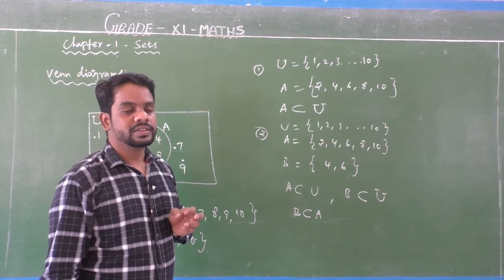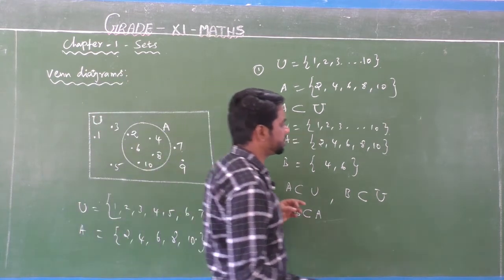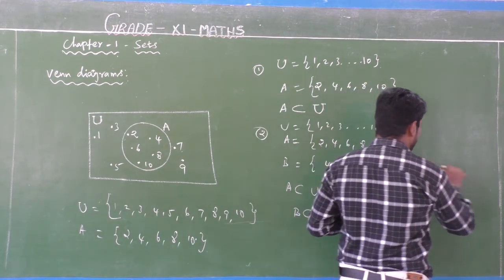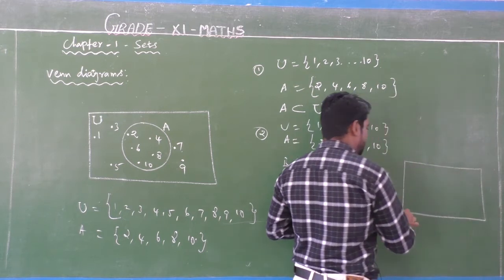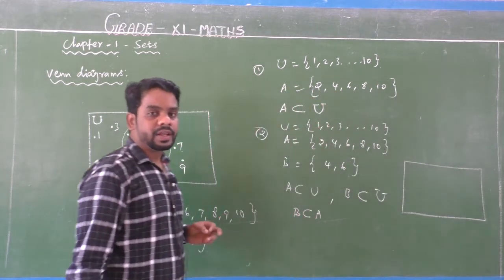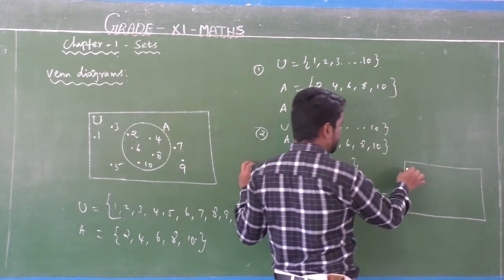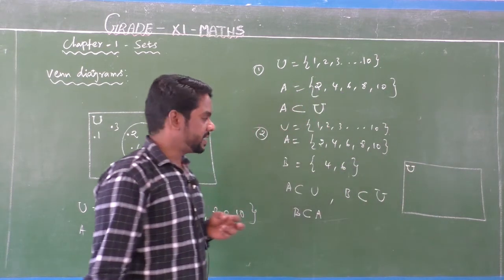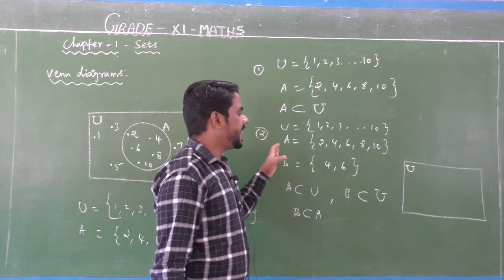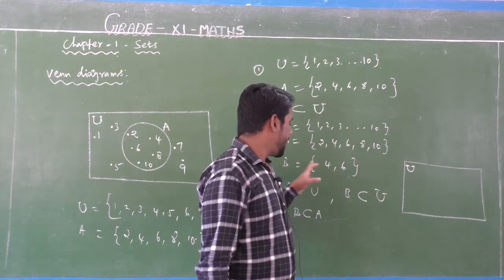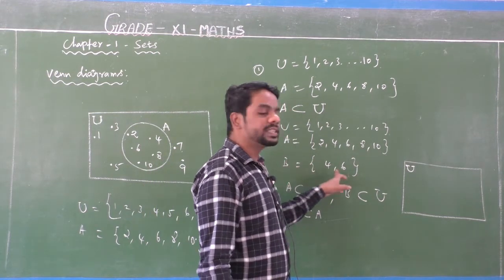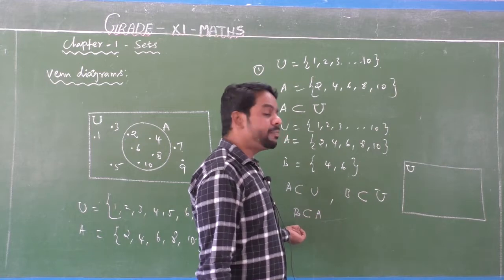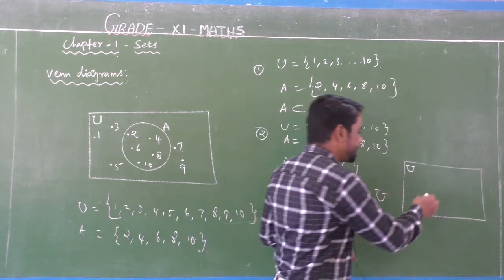Okay? So listen, here is the Venn diagram. This is the Venn diagram. U, the universal set. Okay? Right. First, the set A is 2, 4, 6, 8, 10. And the set B is 4, 6. Listen, here the set B is a subset of A. First is set B.